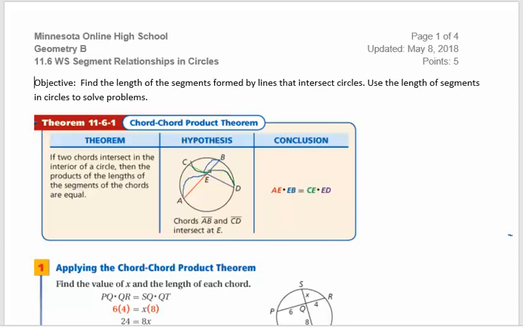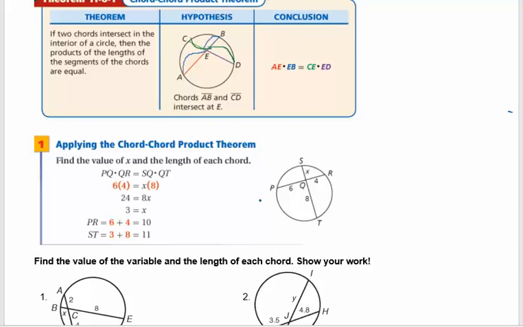That's exactly what is happening in this first example. You're given three of them, you need to find the missing one. Make sure that you write the equation correctly and plug them in correctly. So 6 times 4 will equal x times 8. Make sure you show that equation, show your work, and then solve for x.